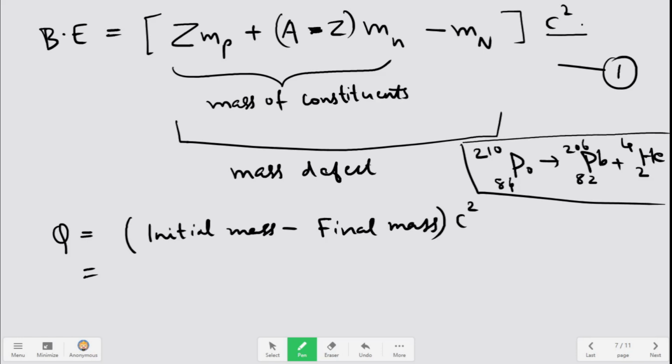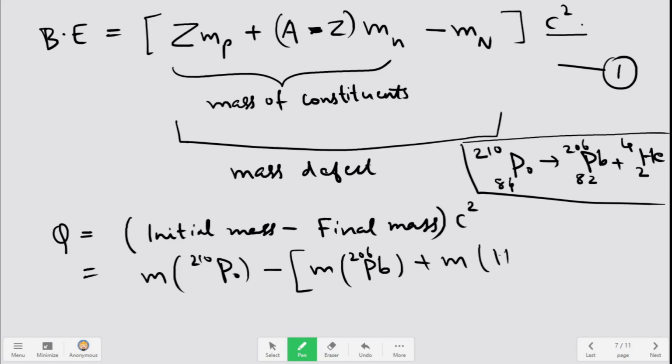Initial mass is mass of polonium-210 and final mass is mass of lead-206 plus mass of helium-4, and you have to multiply this whole thing by C square.